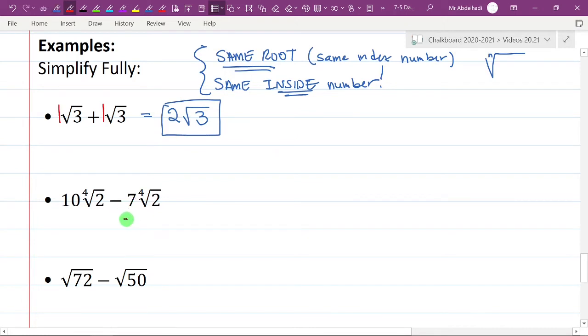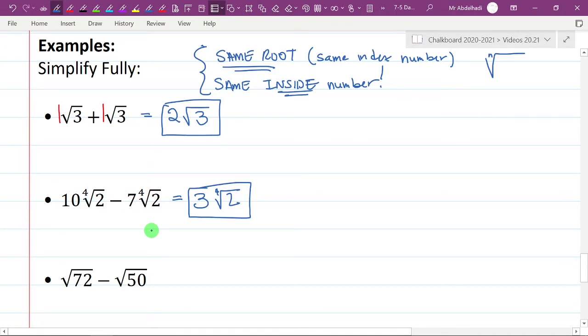How about down here? Well, look at the root. This one's a fourth root, and this one's a fourth root. So yeah, they're the same root. So far so good. Also, the number inside the root is a 2 here. The number inside the root here is also a 2. So they're both fourth roots of 2. So you have 10 of them here minus 7 of them here. How many fourth roots of 2 do you have? Well, 10 of these things called fourth root of 2 minus 7 of these things called fourth root of 2 is 3 of these things called the fourth root of 2. And there you go, there's your answer. Just make sure they're first of all the same type of root and the same number inside.